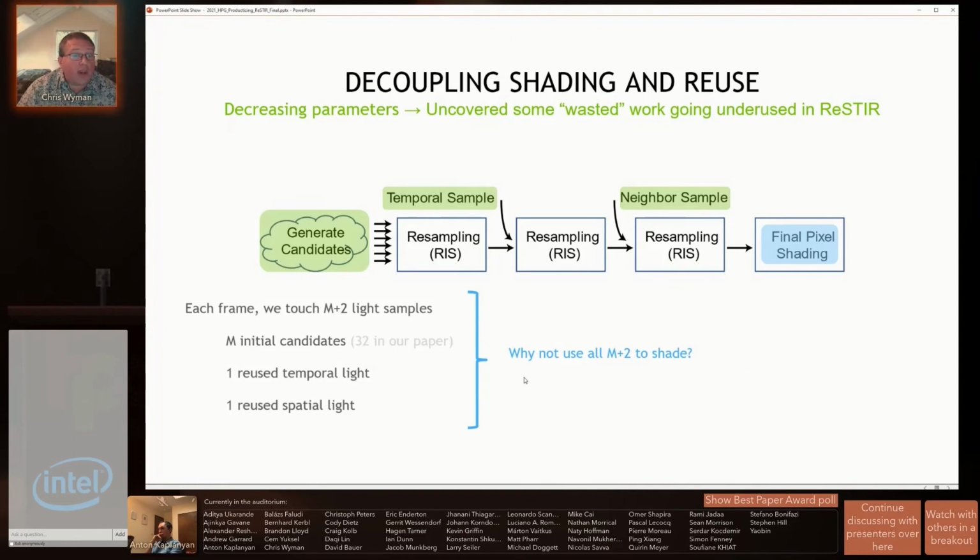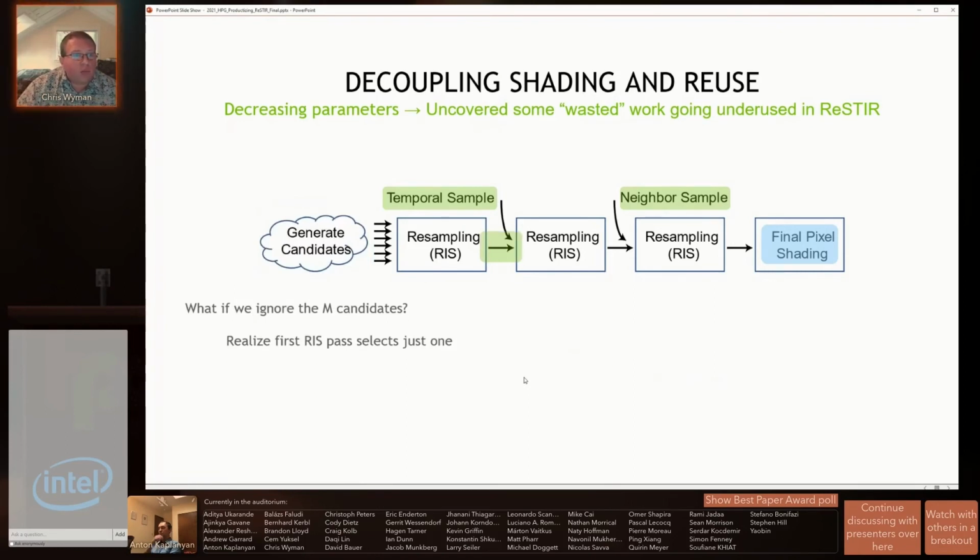So one question is, why not shade all M+2 of the samples? Reusing them isn't necessarily a good idea. That's a lot of data to pass forward to future frames, but why not shade all M+2? And the answer to this, of course, is that that's too many shadow rays to shoot. We just went through the process of reducing our shadow ray count from 5 to 2. We don't want to bump it up to 34.